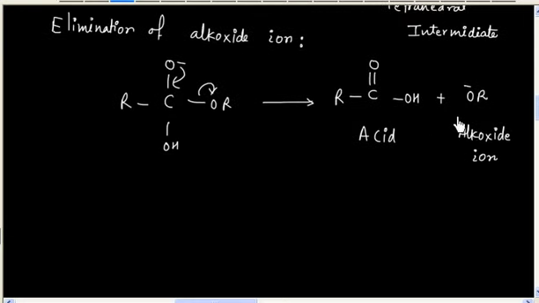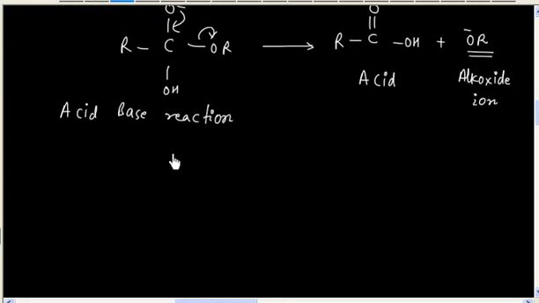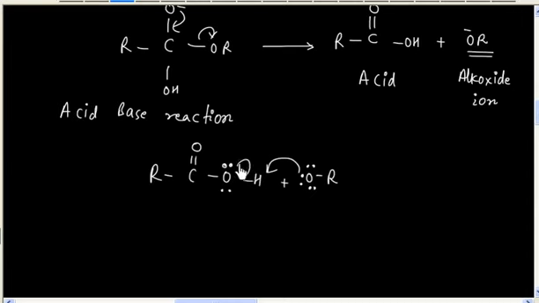In the next step, we have deprotonation of acid and protonation of alkoxide ion. So we have simply an acid-base reaction. So acid gets deprotonated. Alkoxide ion is more basic, so it will abstract a proton from acid, and we will have the ion of acid and alcohol.